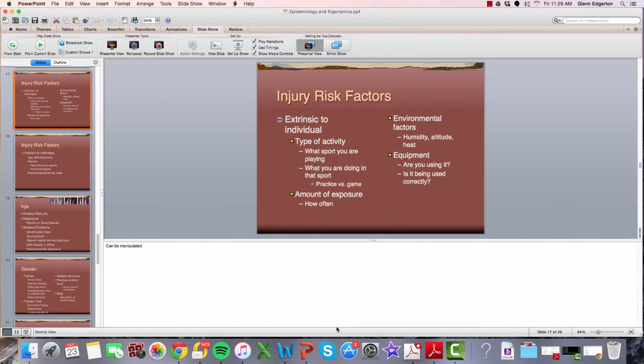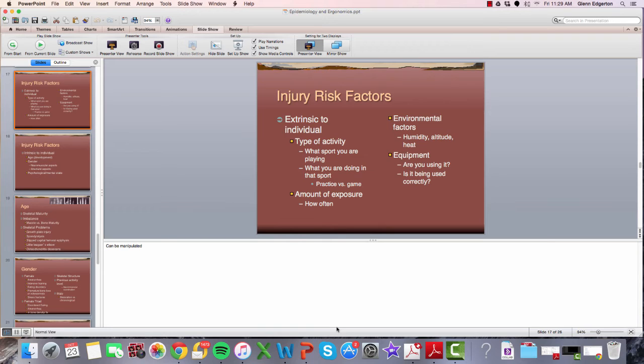So one of the things that also comes out of epidemiological research is you can really start to understand what the risk factors are associated with injury. And you can have extrinsic risk factors, or you can have intrinsic risk factors. Extrinsic to the individual, or something that's on the outside that really can't be controlled by the individual. It's what's acting on them from the outside.